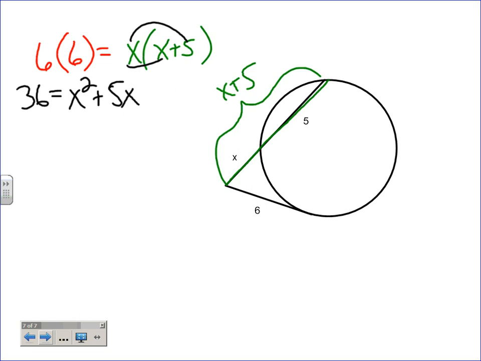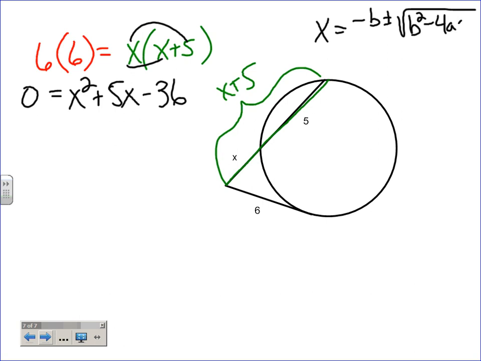And if we are going to use quadratic formula, it is supposed to equal what? 0. Does this equal 0? No, but it's very easily fixed. Subtract 36 from both sides, and then it will equal 0. So quadratic is the opposite of b plus or minus the square root of b squared minus 4ac all divided by 2a.